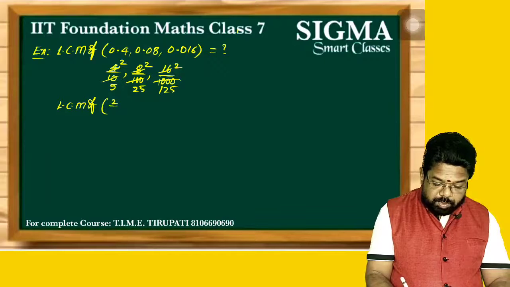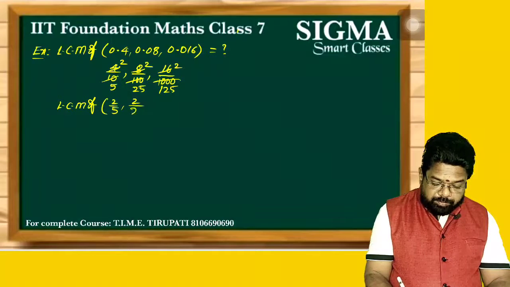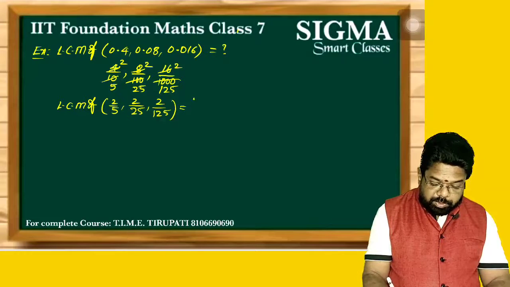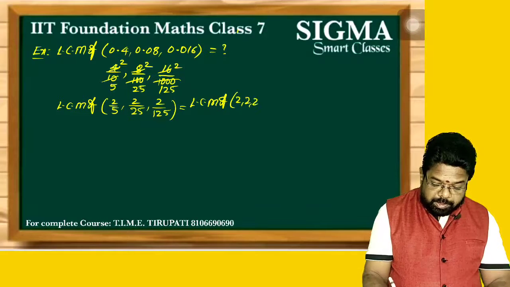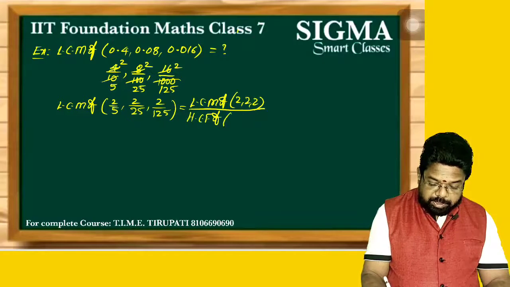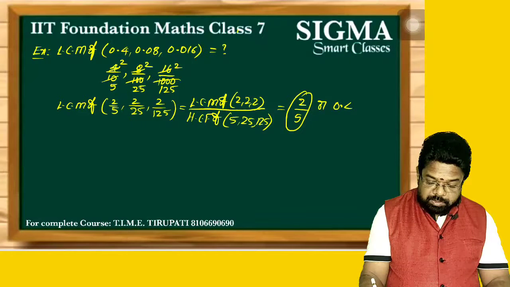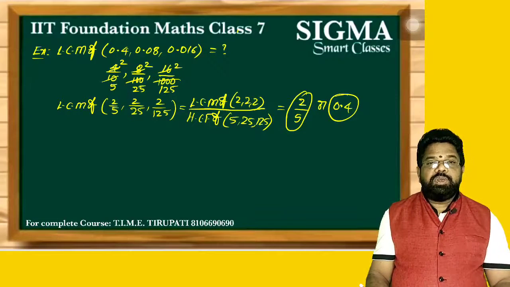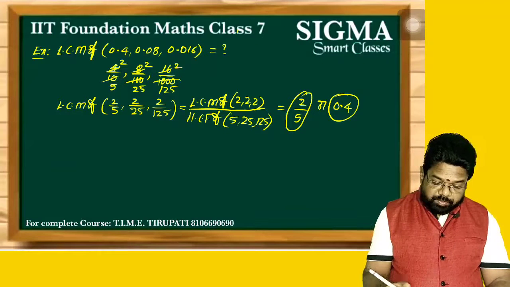So 2 by 5, 2 by 25, and 2 by 125. Now what is the LCM of the fractions? LCM of numerators, 2, 2, 2, by HCF of denominators. What are the denominators? 5, 25, 125. Now what is the LCM of 2, 2, 2? 2. What is the HCF? Select the one number that divides all the numbers: 5. So 2 by 5, which can also be written in decimal form as 0.4. 2 by 5, putting the decimal, 20, 5 4s is 20, so 0.4.